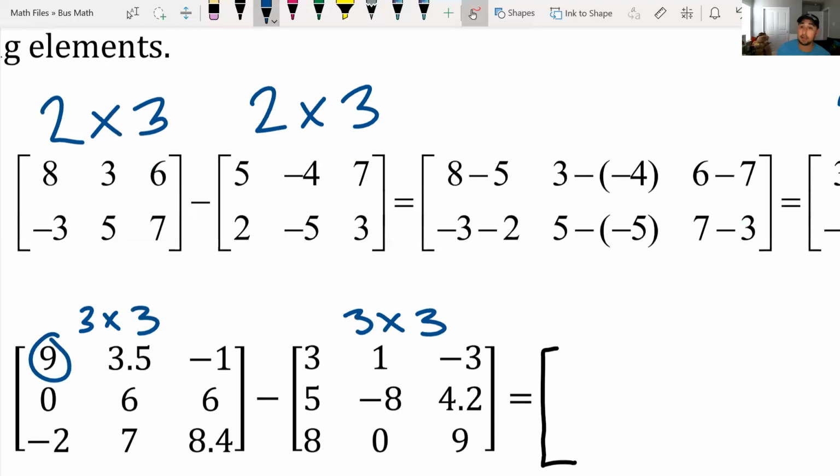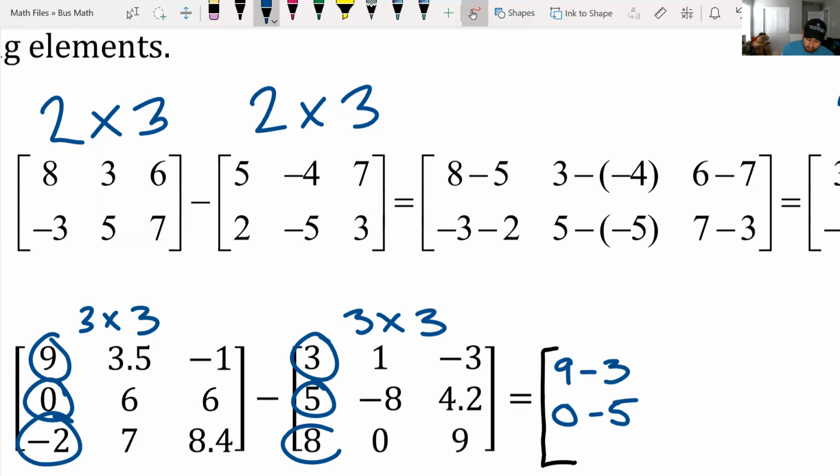First element in matrix 1 minus the first element in matrix 2. So 9 minus 3, and I'll work my way down. Then I'll do 0 minus 5, and then I'll do negative 2 minus 8. Let me separate the columns just to be neat, and let's do it again.